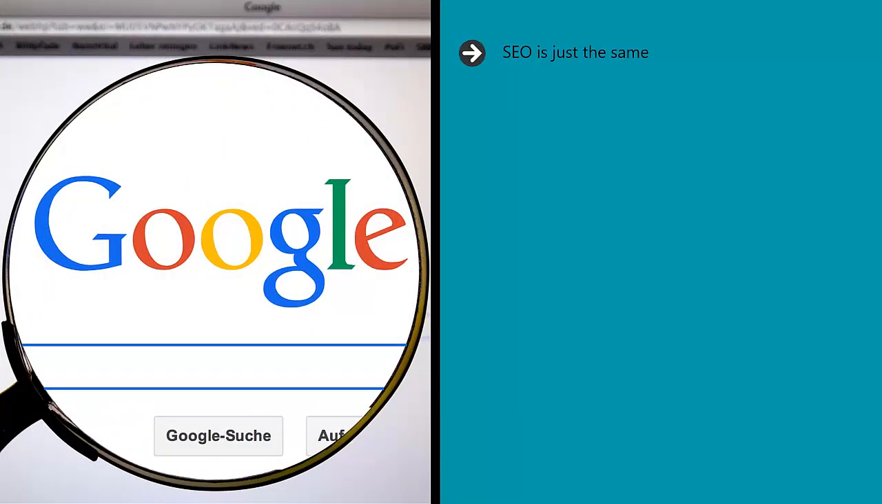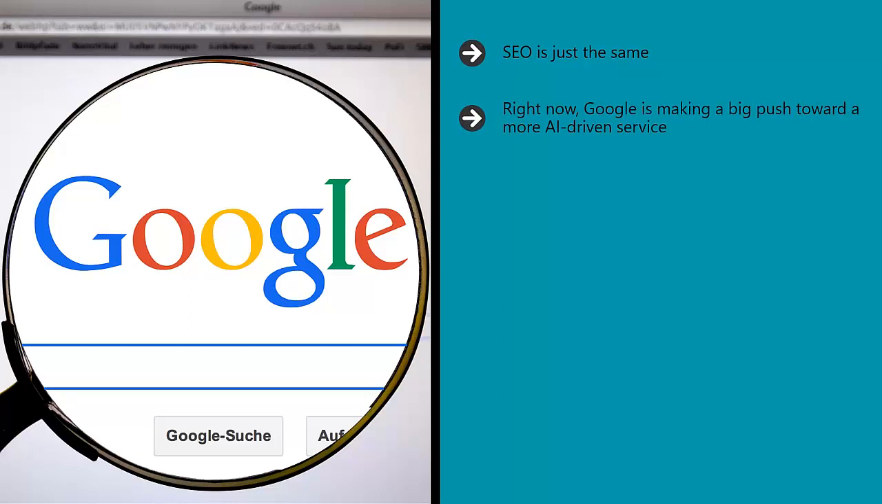SEO is just the same. Google is constantly changing its algorithms, moving the goalposts, and going back on what it has said. One minute, it's a good idea to get as many links as possible. The next moment, that's the worst thing you can do. Right now, Google is making a big push toward a more AI-driven service.